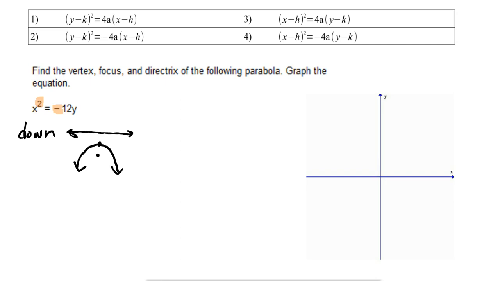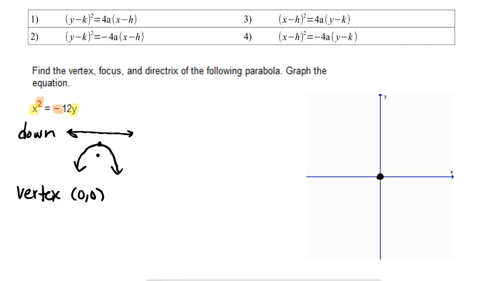I also noticed that in my equation, I don't have any values added or subtracted to x, and I don't have any values added or subtracted to y. So that means that my vertex is at the origin, which is 0, 0. So I know that the vertex of this parabola will be at 0, 0.